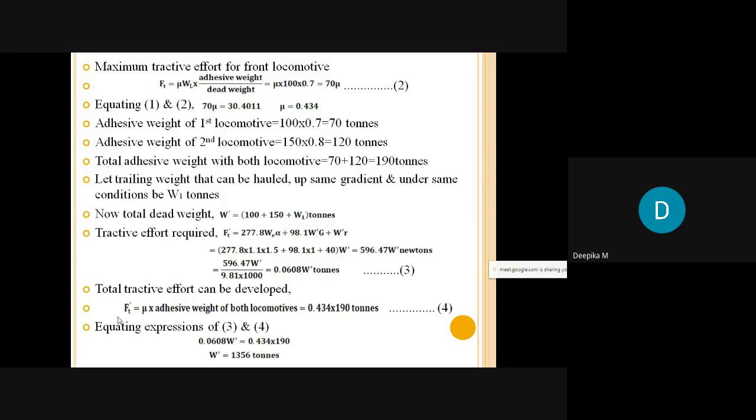That is, we have to calculate the maximum gradient with the same trailing haul load, that is with the same W dash, which is nothing but 1356 ton. And we have to calculate the maximum gradient. So let us go on to the second case. The trailing weight is nothing but W1, which is equal to W dash minus 100 minus 150, which is 1356 minus 250, which is nothing but 1106 ton. So this is the total trailing weight.